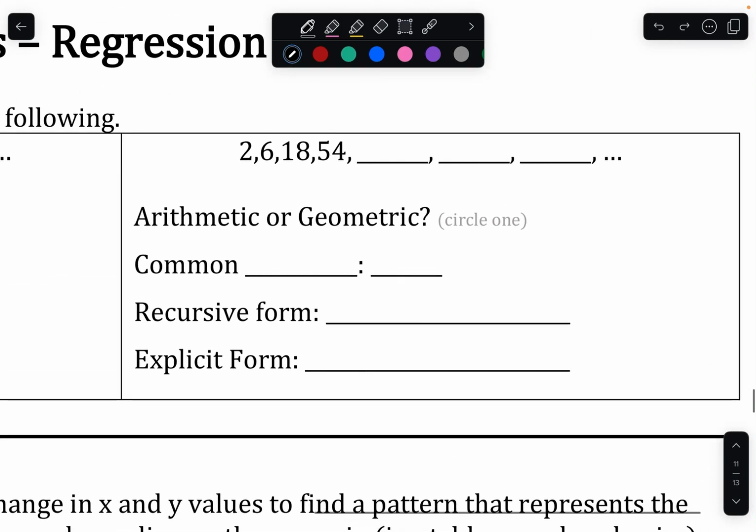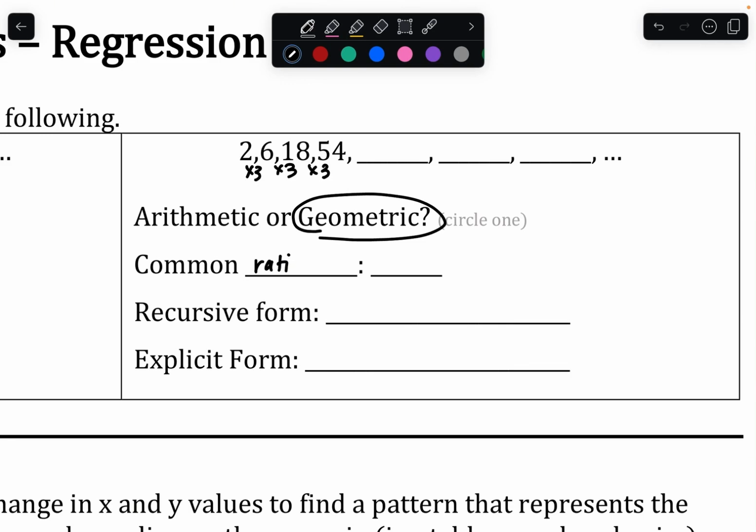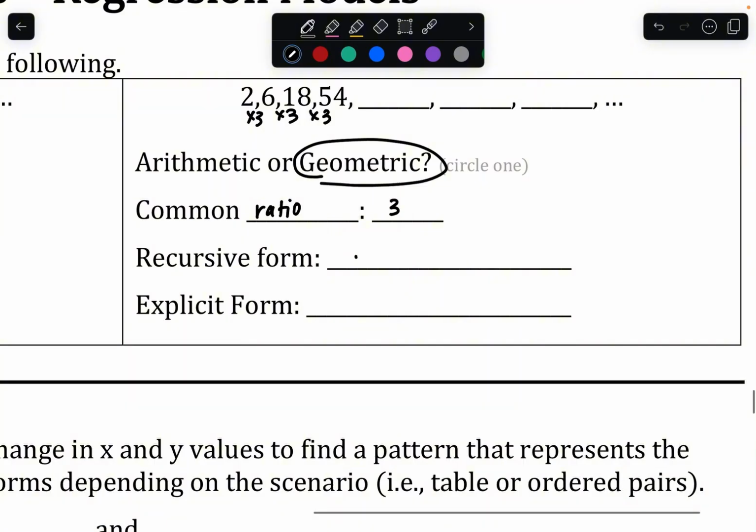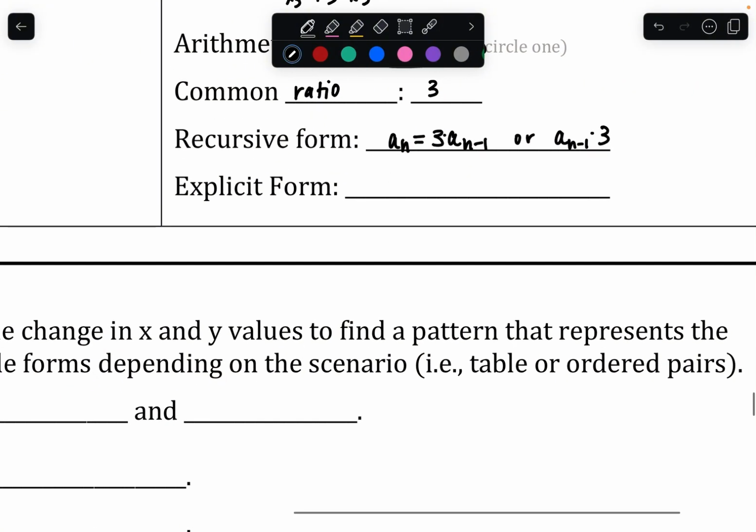Okay, this next sequence, we are multiplying by 3 to get our next term. So this is geometric, and we call it a common ratio. And so our common ratio here is 3. The recursive form would say we can get to any term by multiplying 3 by our previous term. And you could also put that 3 at the end. It just doesn't look as nice, but either notation would be correct.